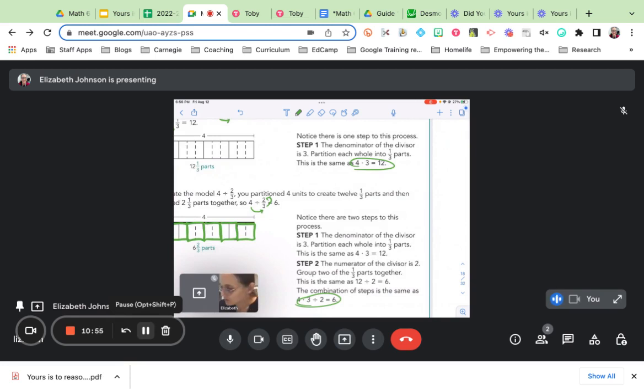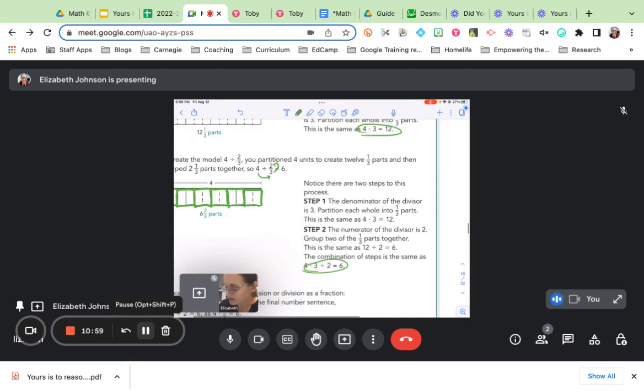So when our numerator was 1, we were basically doing 4 times 3. When our numerator was 2, we just added an extra step. We did 4 times 3, and then we divided by 2. So this is how the process that we're going to use for fraction division connects to our model.